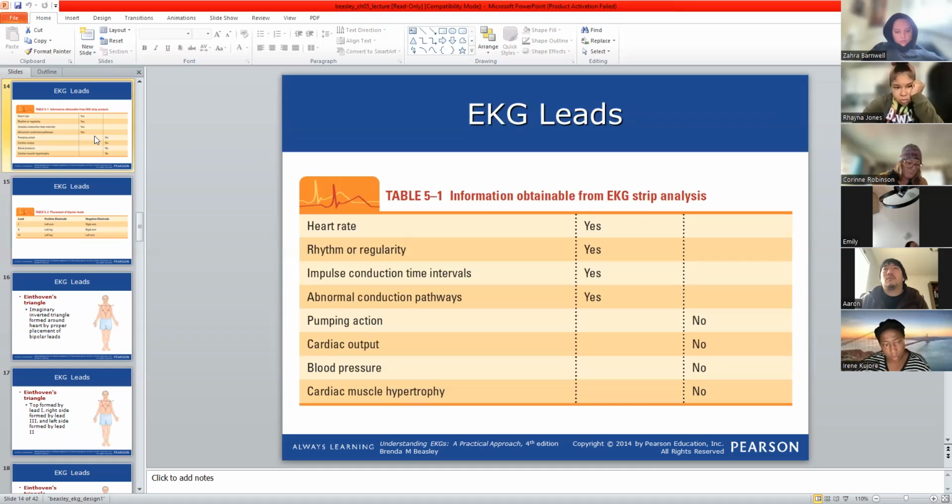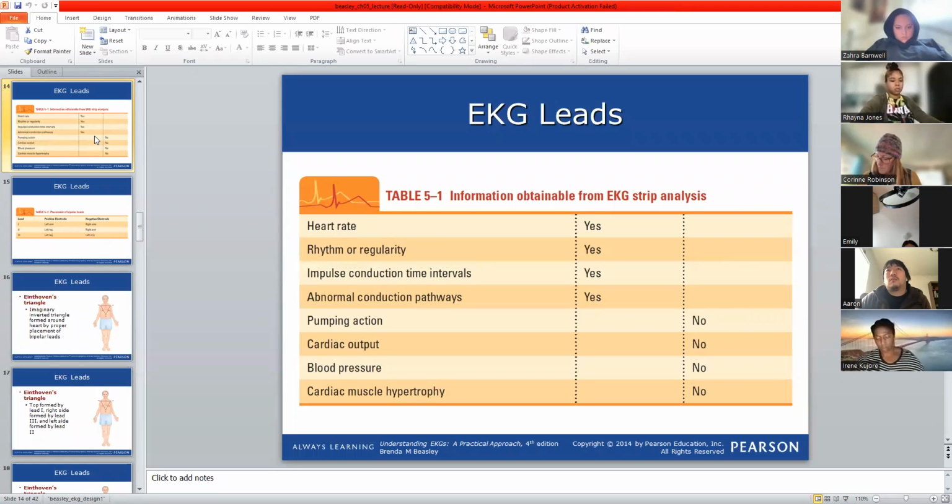This is another question in the exam, guys, asking what can we obtain from EKG? Can we obtain the heart rate? Yes. Can we get if the rhythm is regular or not? Yes. Can I say that the impulse conduction interval, like the PR interval, will tell me something? Yes. Is there any abnormal conduction? Yes. But can I get the pumping action performance? No. Can I ask what the cardiac output is from EKG? No. What is the blood pressure with EKG? I can't judge. Cardiac muscle hypertrophy, I can't answer you.